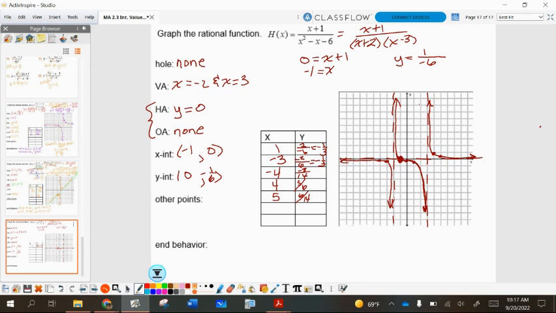And behavior as x approaches infinity, y is approaching 0 from above. As x approaches negative infinity, y is approaching 0 from below.